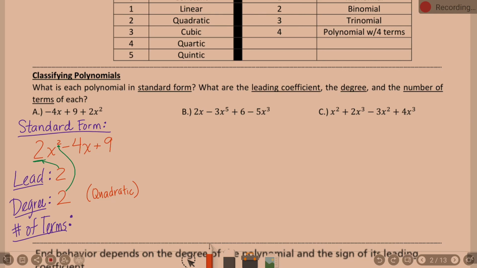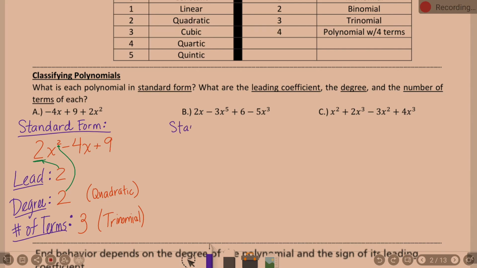And number of terms. How many terms are there? 3. 2x squared minus 4x plus 9. So there are 3 terms. And again, I just have 3 written in my notes, but what would be the word to describe 3 terms? Trinomial. And I definitely use that vocabulary at times as well, so good to know. Okay, are we good there? Okay, let's keep moving.